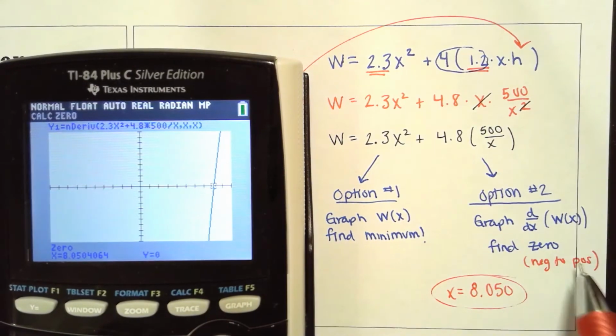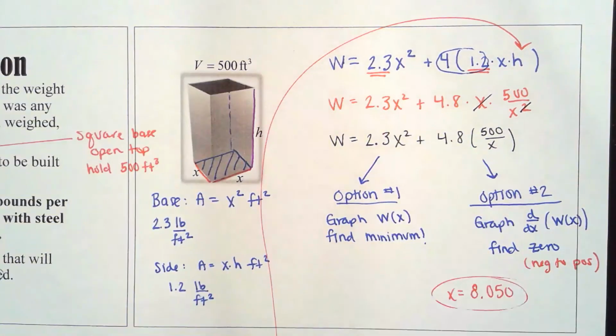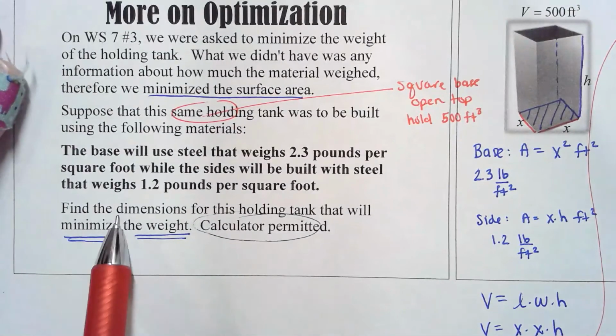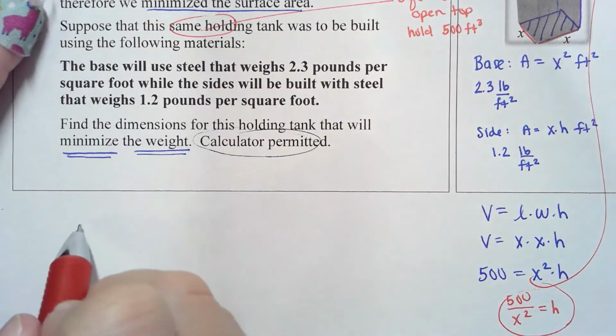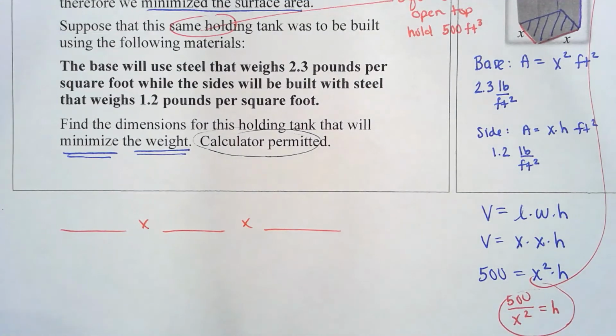We saw that, right? We don't need a sign chart here. Okay. Now, I have this. Let's go finish our answer, because they didn't say find x. They said find the dimensions. Well, when we talk about the dimensions of this tank, it's blank by blank by blank, right? Length times width times height.